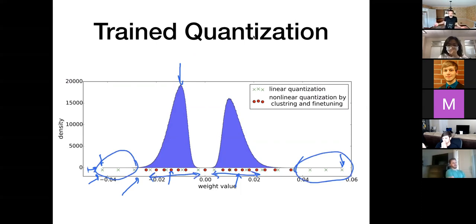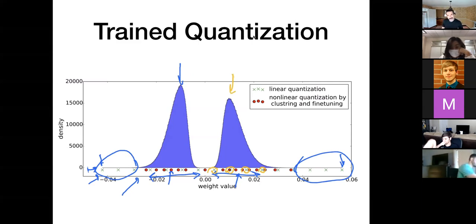Then basically you lose accuracy, right? So if you look carefully, how many do you have here? Let me make it clear for you. With uniform representation, you have one here, two here, three here, right? And four here to represent the weights for this second mode, right?